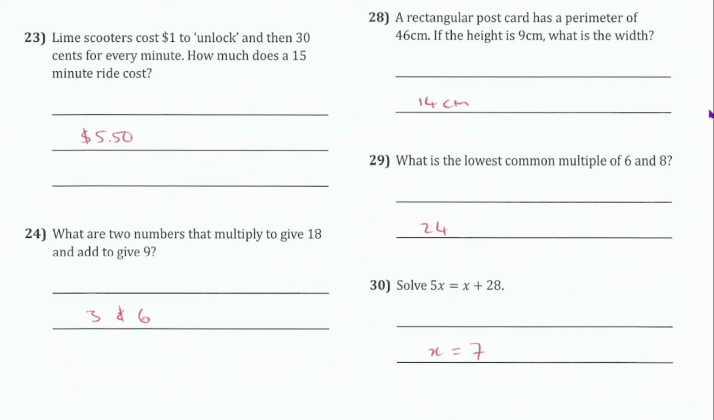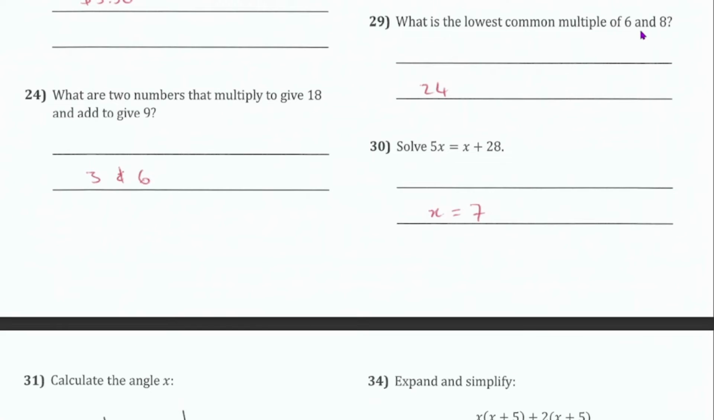What's the lowest common multiple of 6 and 8? Well, we're going to skip count in 6s and skip count in 8s and find the first one that matches. 6, 12, 18, 24, 30 is my 6s. Let's skip count 8s. 8, 16, 24. 24 is the first common multiple we come across, so that's our lowest common multiple.